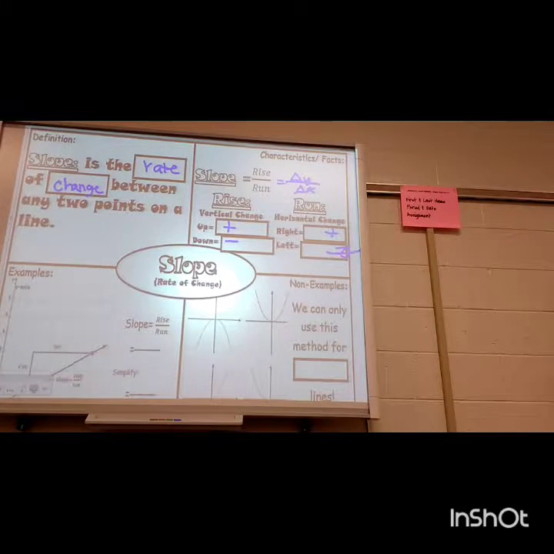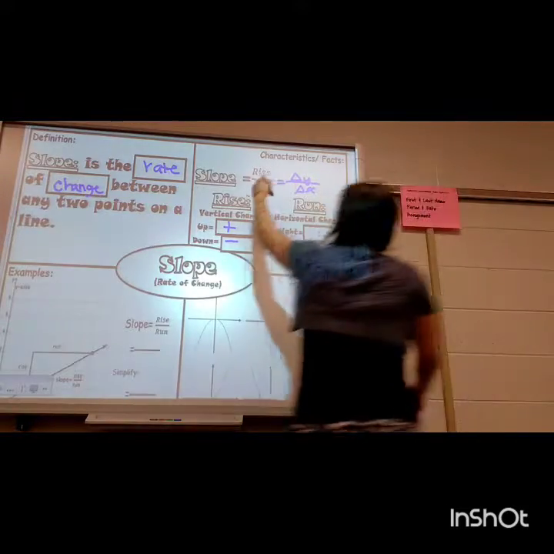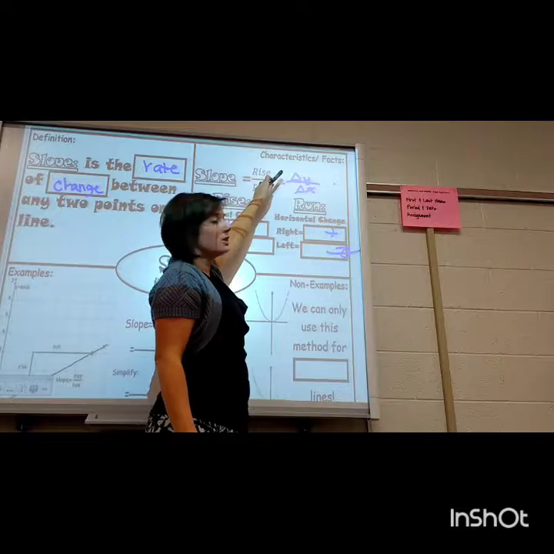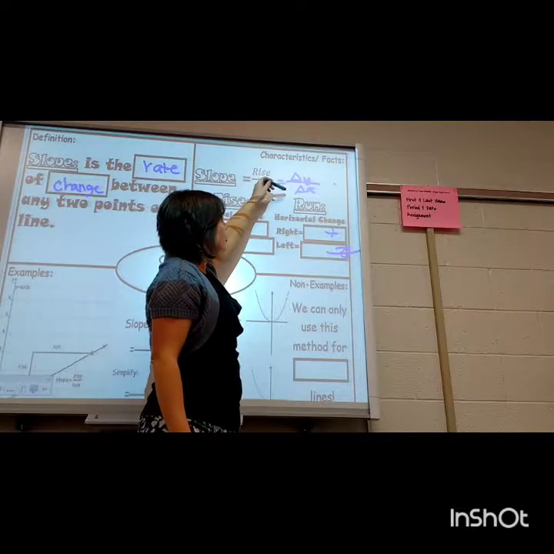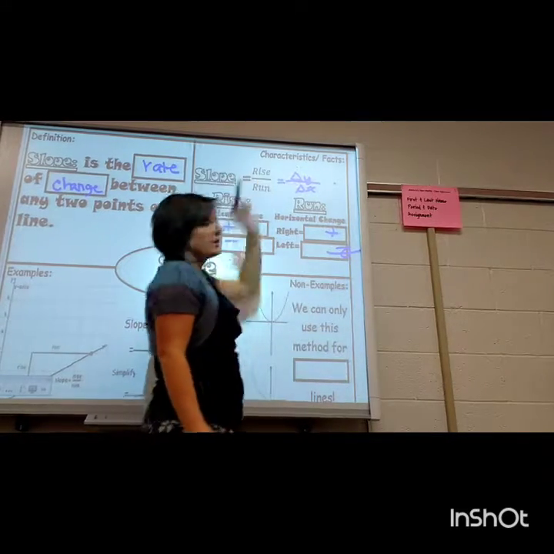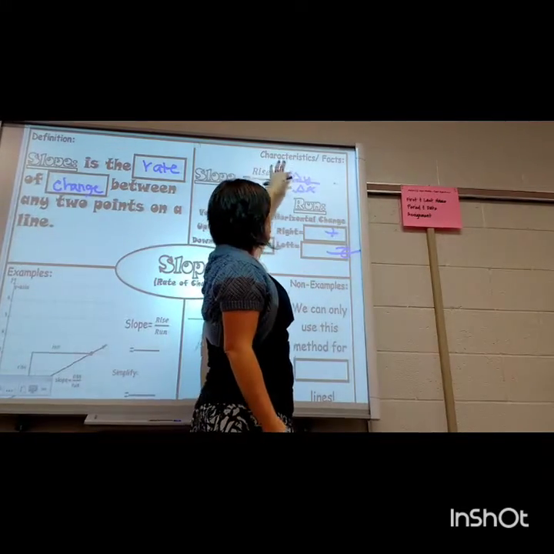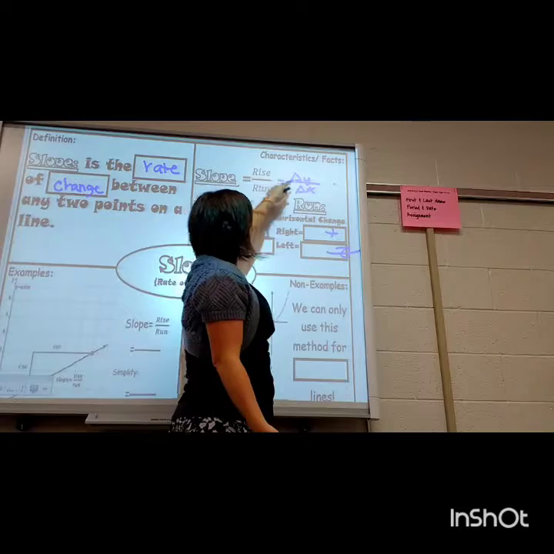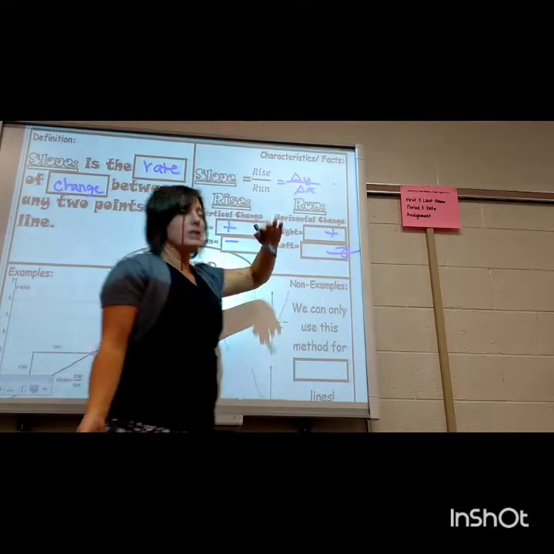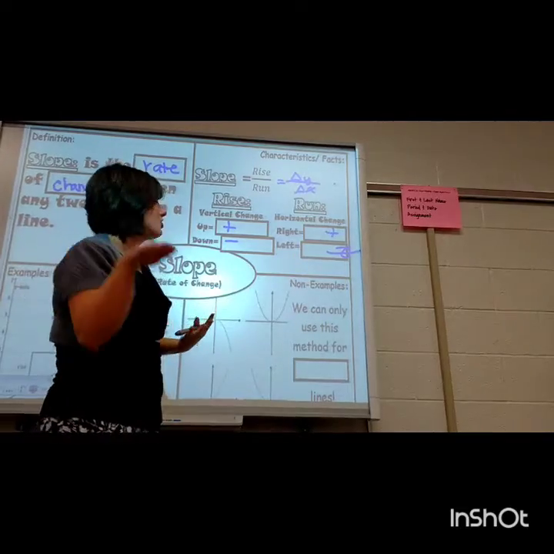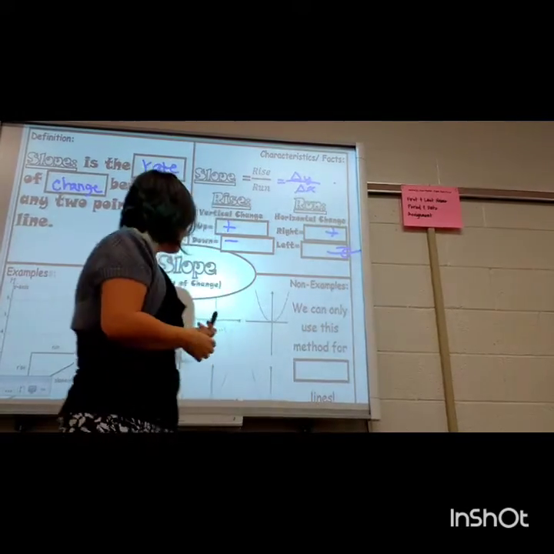I also wanted to point out that this rise over run is the change in y, so your y coordinate to y coordinate, over your change in x. This little triangle is known as a delta, and it means change. So the rise is the change in your y coordinates over your change in your x coordinates. So delta y over delta x is the change in y over the change in x. And I'll show you some examples of that.